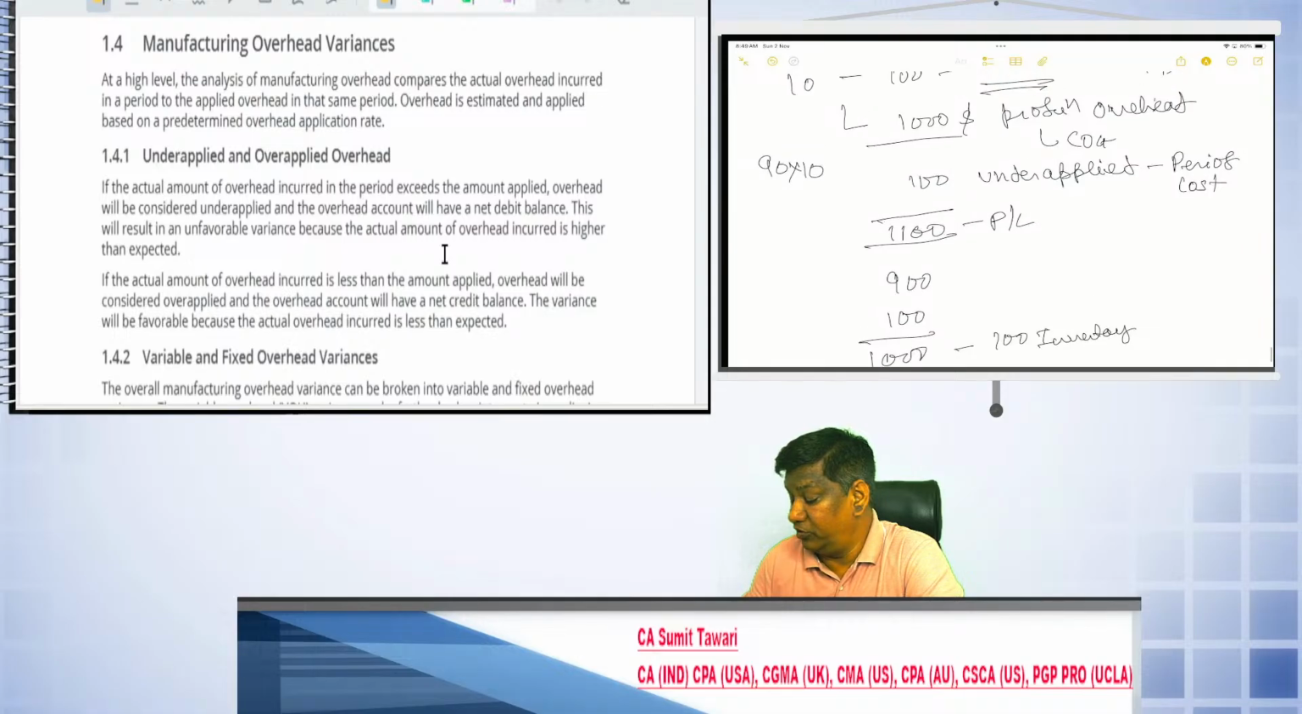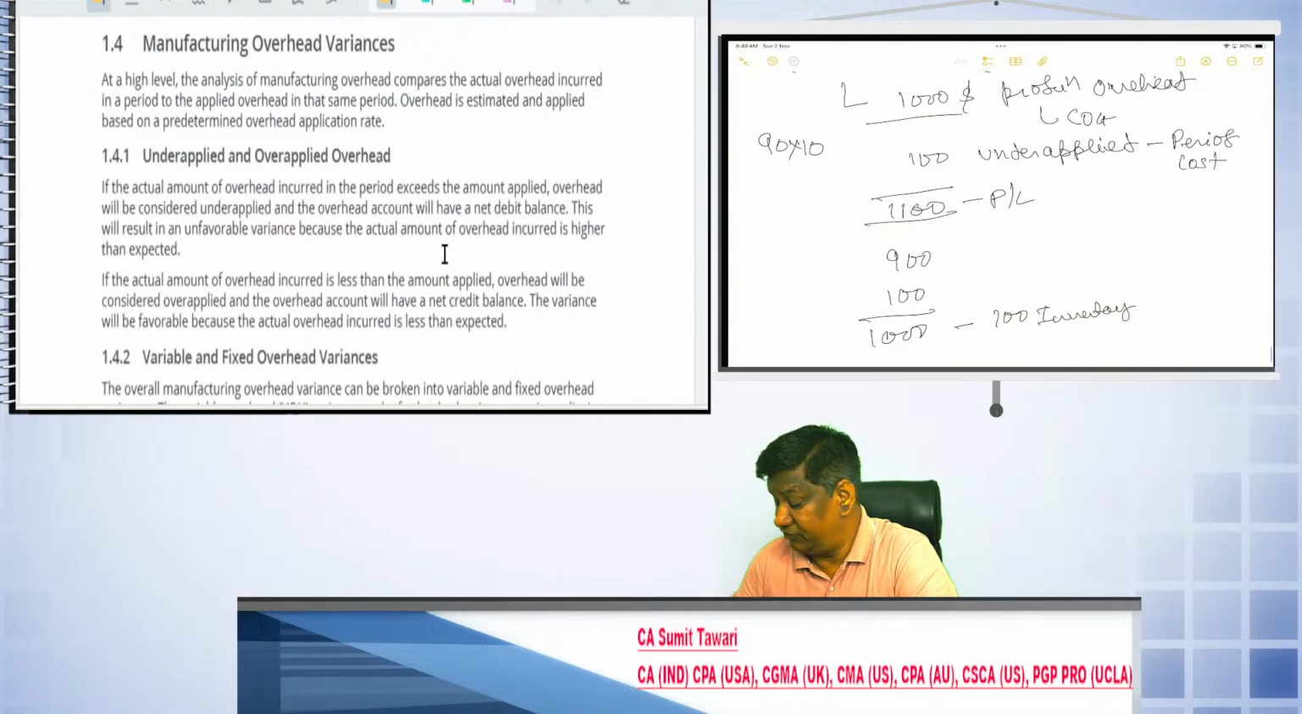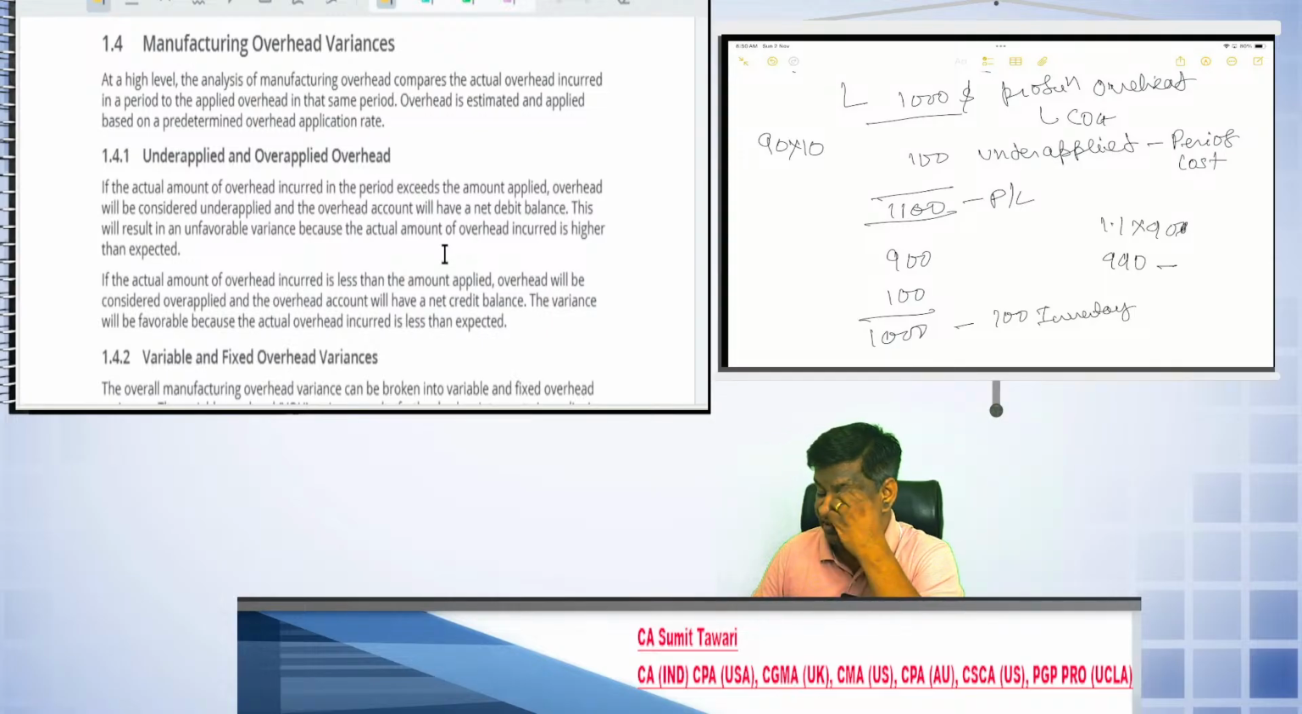Actually what can be the situation? 1100 divided by 100, so it is 1.1, multiplied by 90. So 990 should go to the P&L, because I sold 90 quantity, but actually 1000 is going. So that is basically the variation. Are you clear on this? Anyone has any doubt?